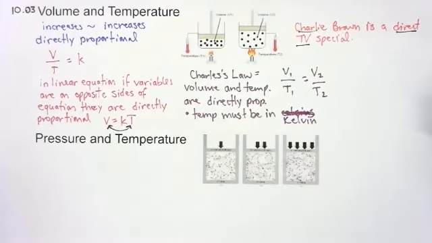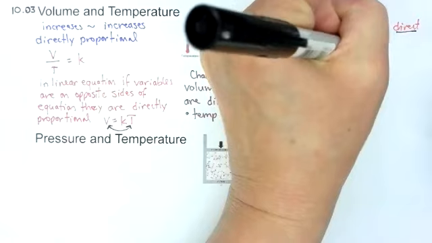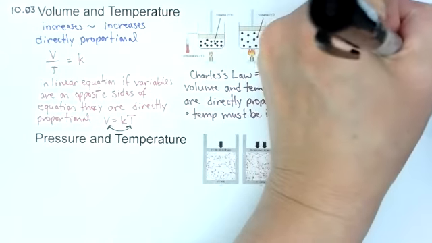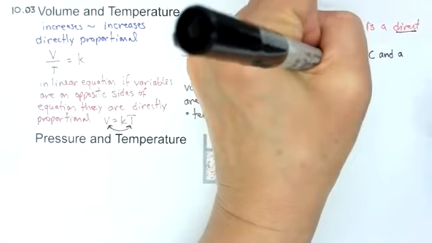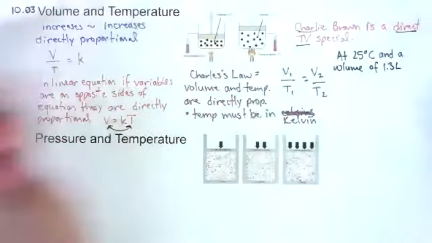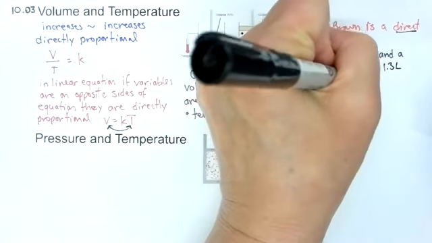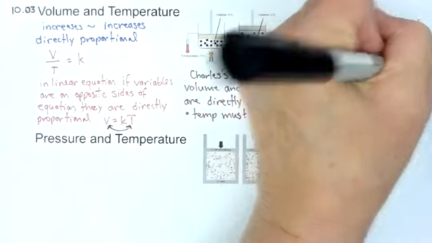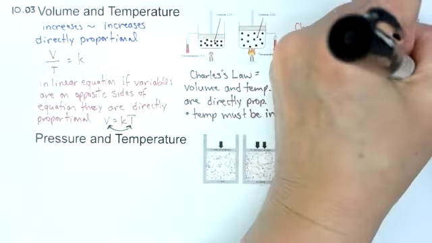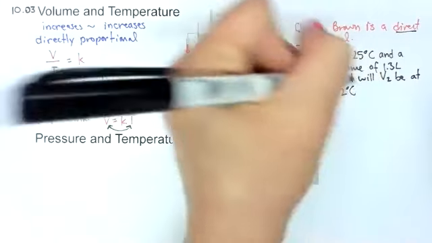So let's do a sample problem. If I start off at 25 degrees Celsius and a volume of 1.3 liters, what will the final volume, or V2, be at 62 degrees Celsius?